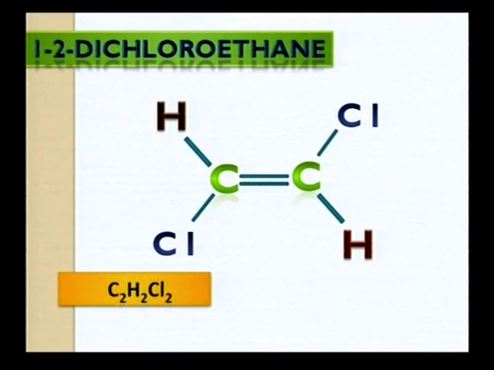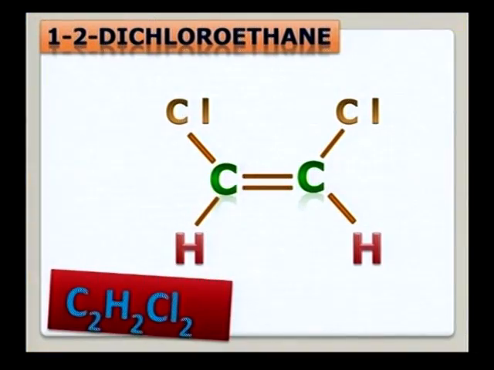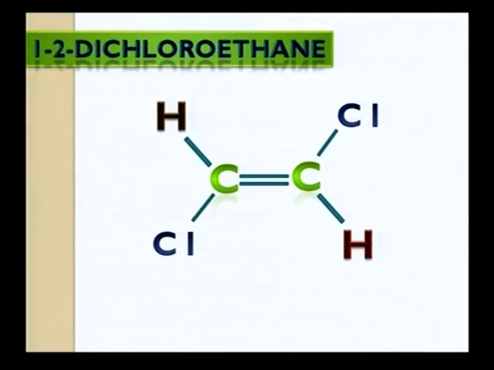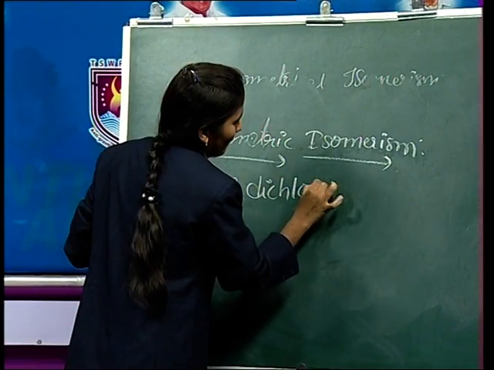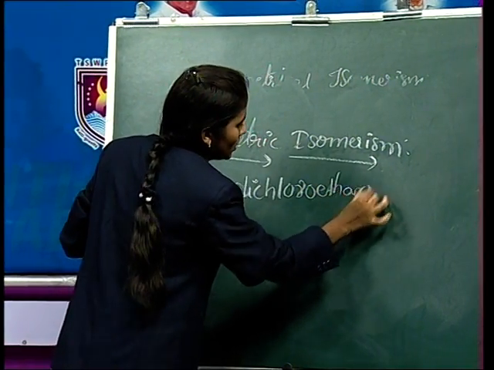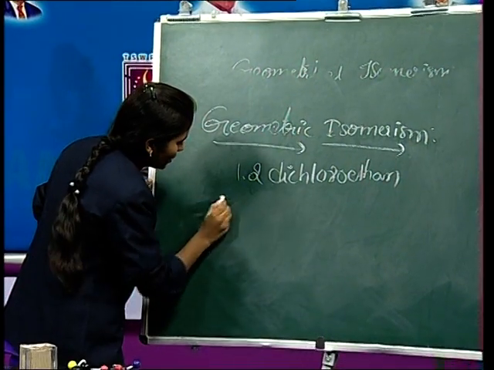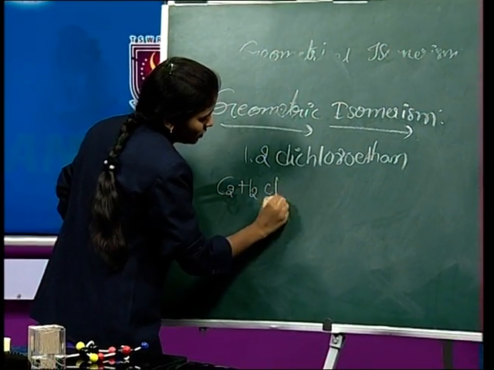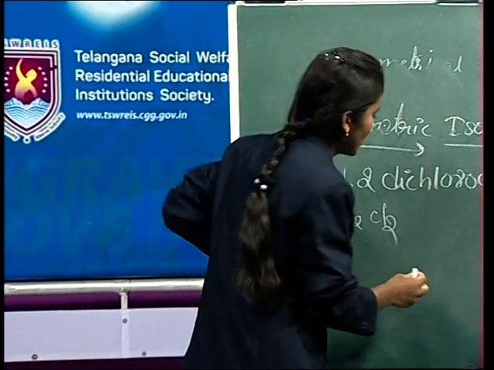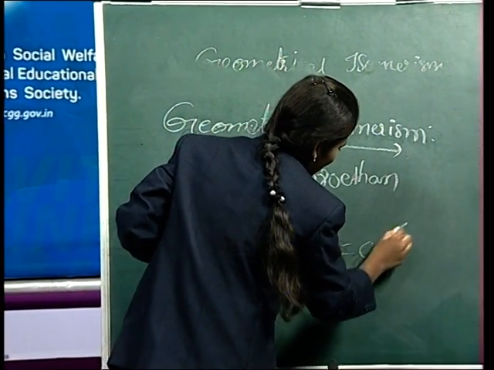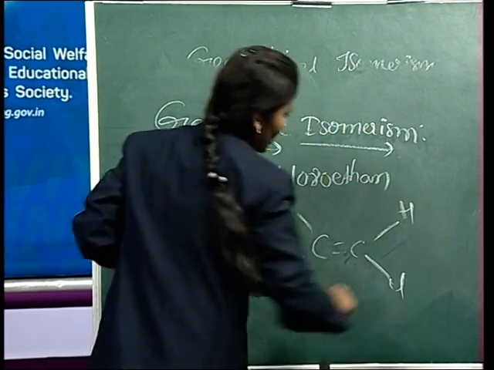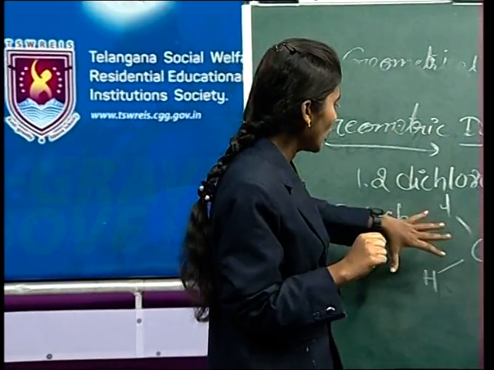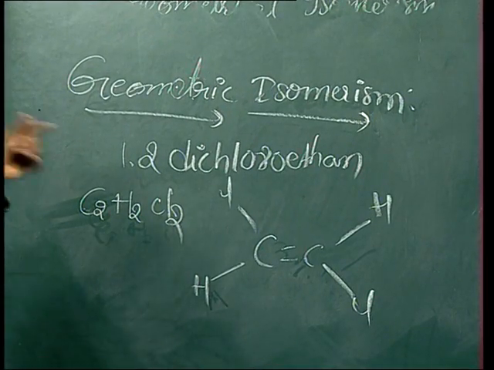Okay, friends? What is the name of the structure? Here, this is 1,2-dichloroethene. What is the molecular formula? C2H2Cl2. Are you sure? So, let us watch it. C double bond C, and single bonds to chlorine, chlorine, hydrogen, hydrogen. Are you following, Sparrows? Okay.